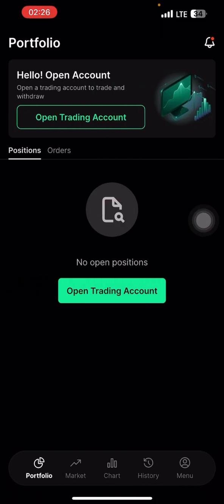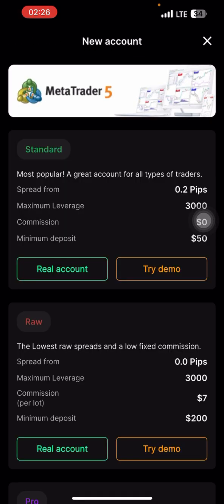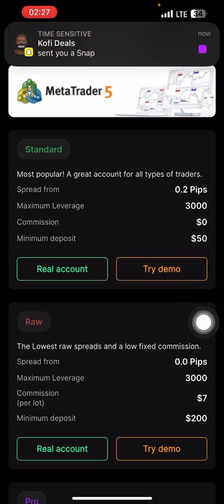So when you open your IUX, you can start trading. You can see that we have open trading accounts. When you click on it, you can see that we have a real account and a demo account, and it comes with the leverage and commissions and so on. The standard one has spreads from 0.2 pips, the maximum leverage is 3,000, and the minimum deposit is $50. So let me go in for the standard one.